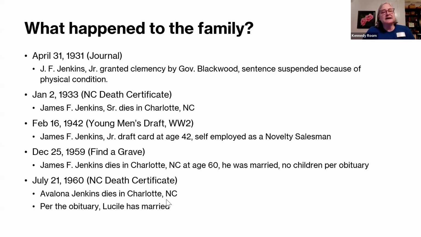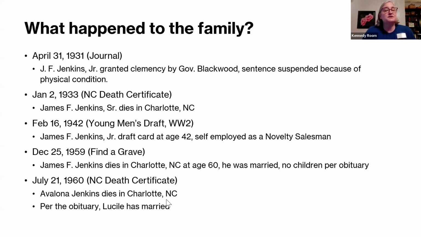So by January 2nd of 1933, in Charlotte, North Carolina, James F. Jenkins Sr. dies. So he was in poor health in 1930, which is why James Jr. was the one bringing any money into the household.